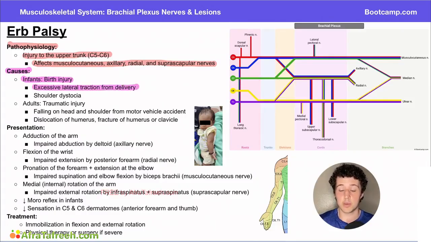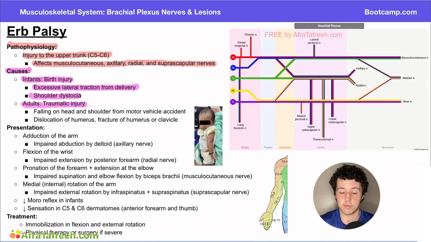Erb palsy can also be a complication from an obstetric emergency known as shoulder dystocia. This happens after a baby's head is delivered. The shoulder can be caught behind the pubic symphysis of the mother. Some of the maneuvers used to get that infant out of the mother may lead to that lateral traction that causes Erb palsy. If there's adult onset Erb palsy, this will typically be from a traumatic injury.